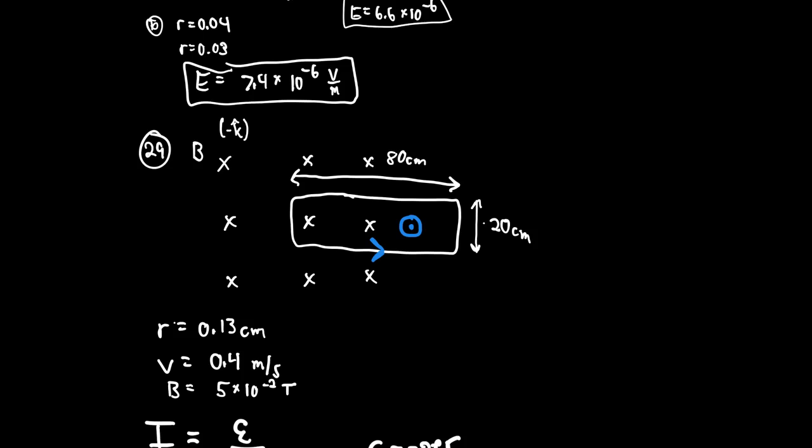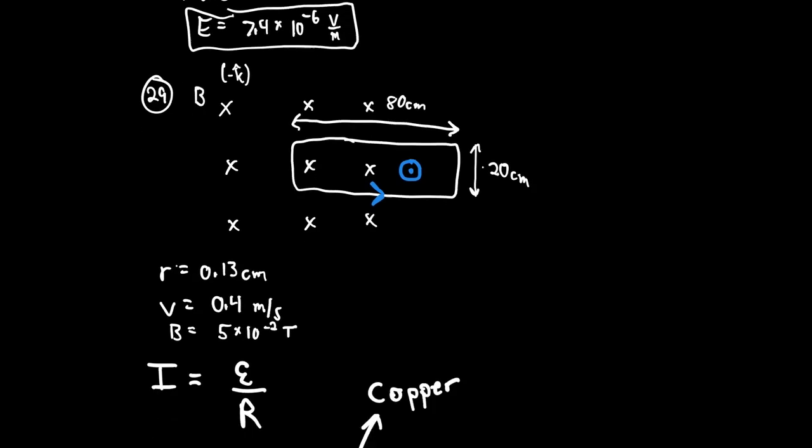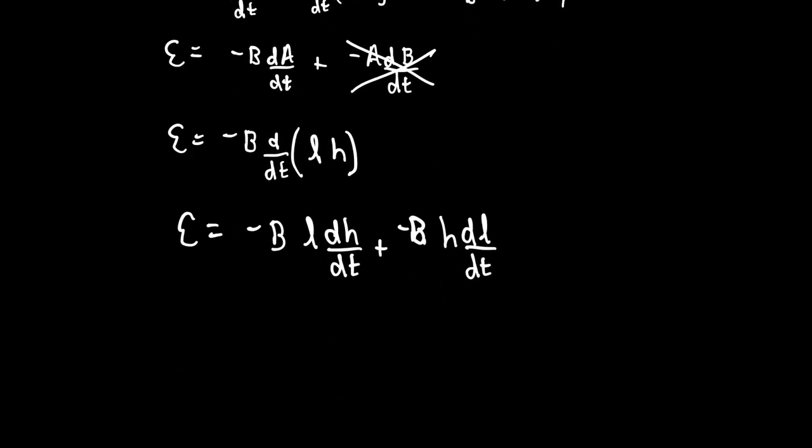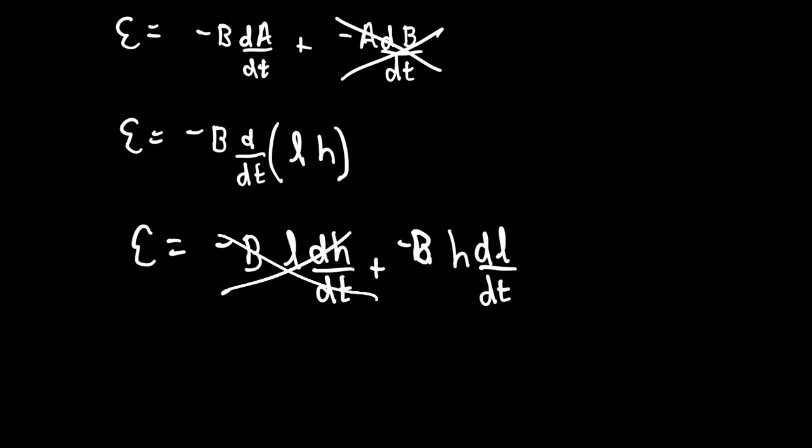How about the height? Is that changing? No. So what's dH/dt? 0. We get rid of that. Cancel it out. So dH/dt goes away. So the EMF is now negative B times H times dL/dt.